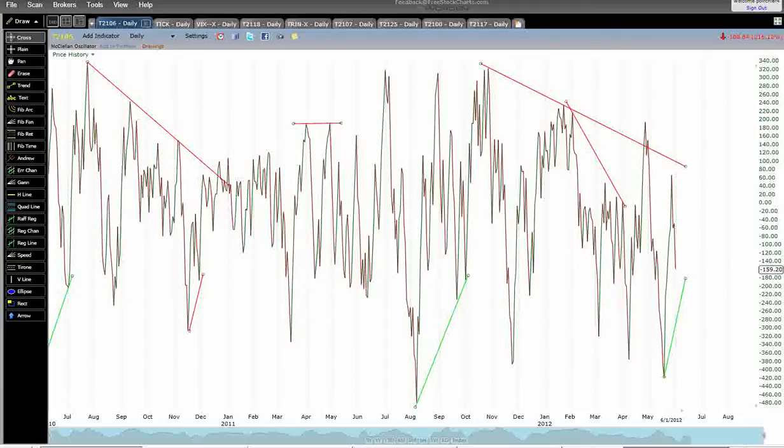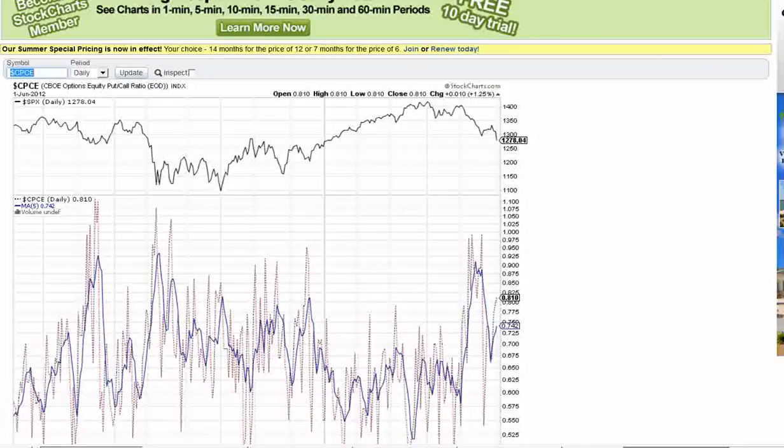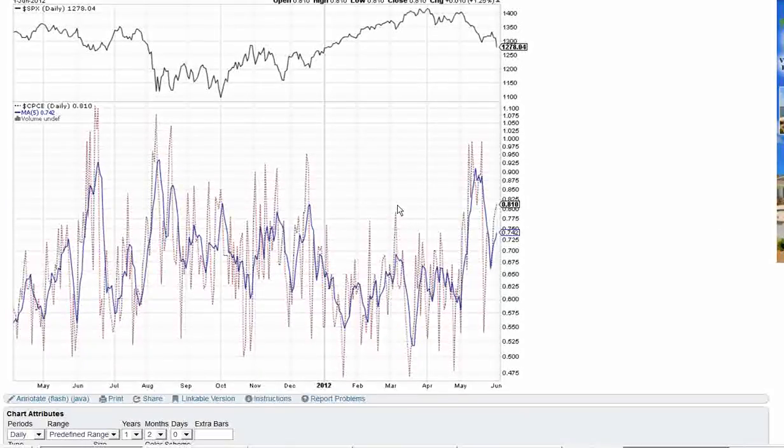I'll also click over to a chart of the put-call ratio, and the put-call ratio is showing the same thing. We had a pretty big spike in the put-call ratio into that May 18th low. We saw a couple of days where it was 0.99 or just below 1, which is a very extreme reading in the equity put-call ratio. I did note that we should expect a rebound at that point in time.